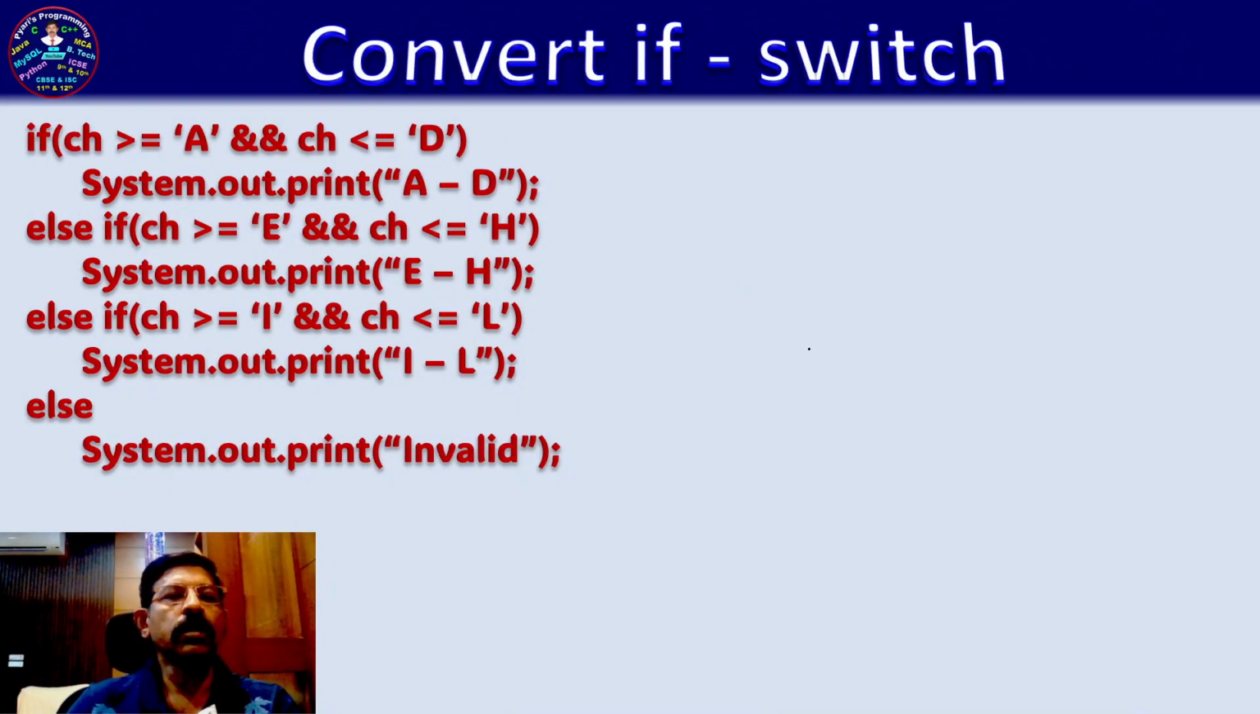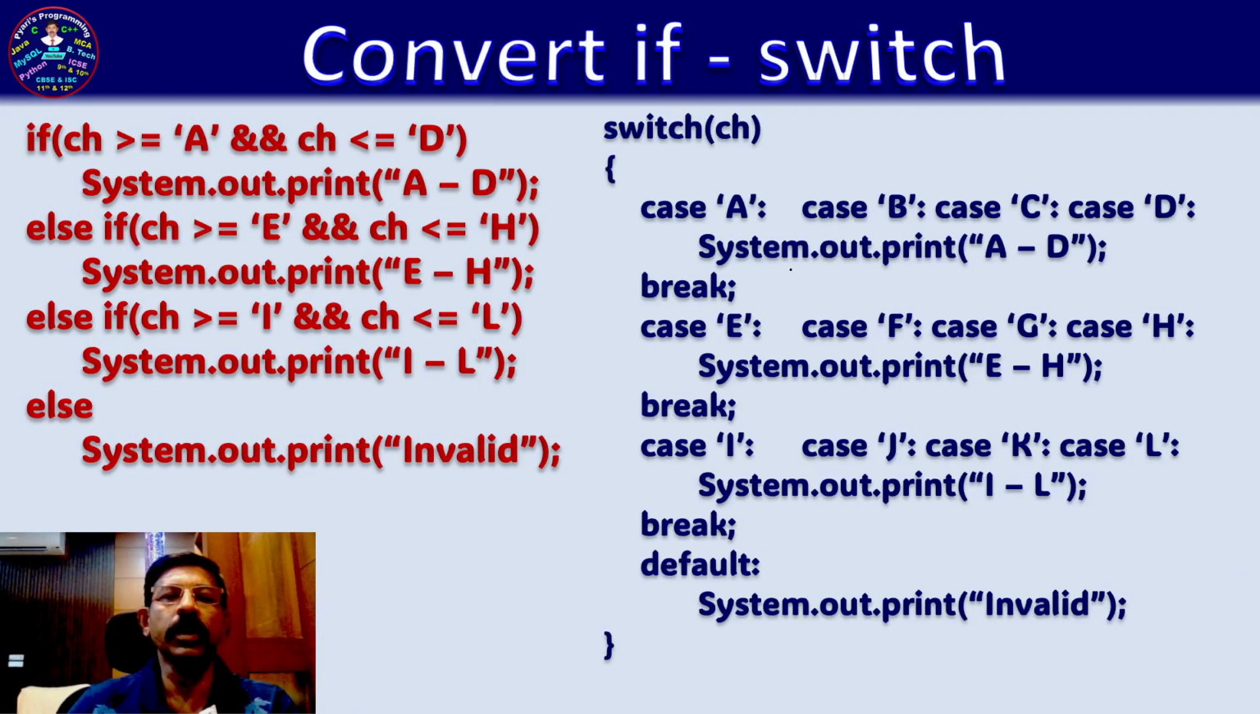So let's see the if condition part and its respective switch case. As we have already done, the if keyword is going to be replaced with the switch keyword. Target the variable which is used. Here the variable ch is used every time. So that's why I will pass the parameter to the switch as ch. So the condition variable is ch.